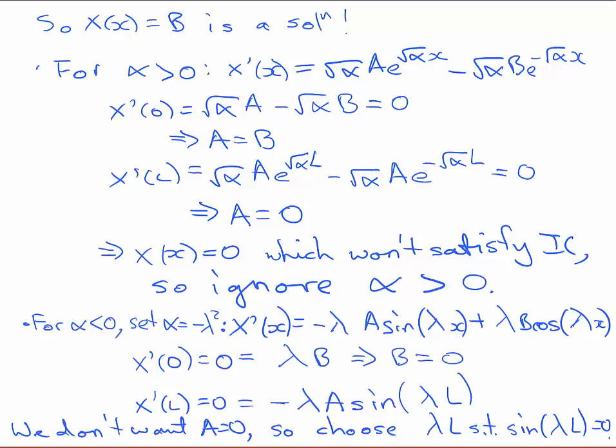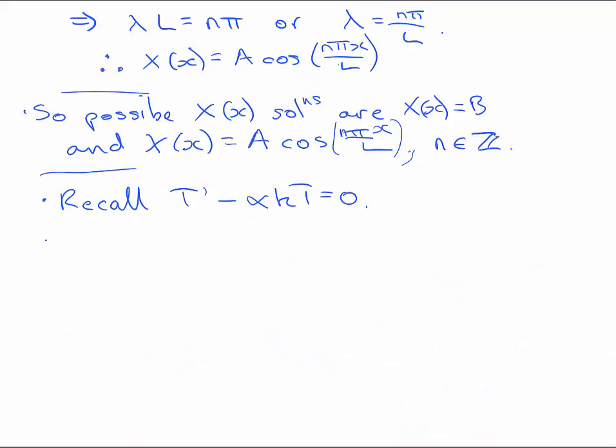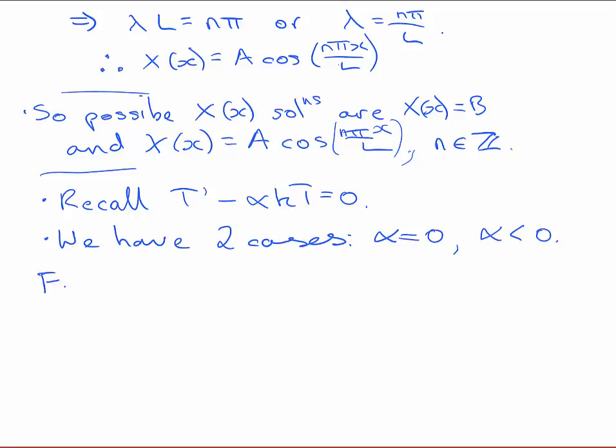Got two possibilities there. Alright, so for alpha less than 0, we're going to set alpha to be minus lambda squared, and then using the boundary conditions we see that b is 0, and that we need to choose lambda such that lambda is n pi over L. That gives us a cos solution, and so possible X of x solutions are that constant and cos solutions.